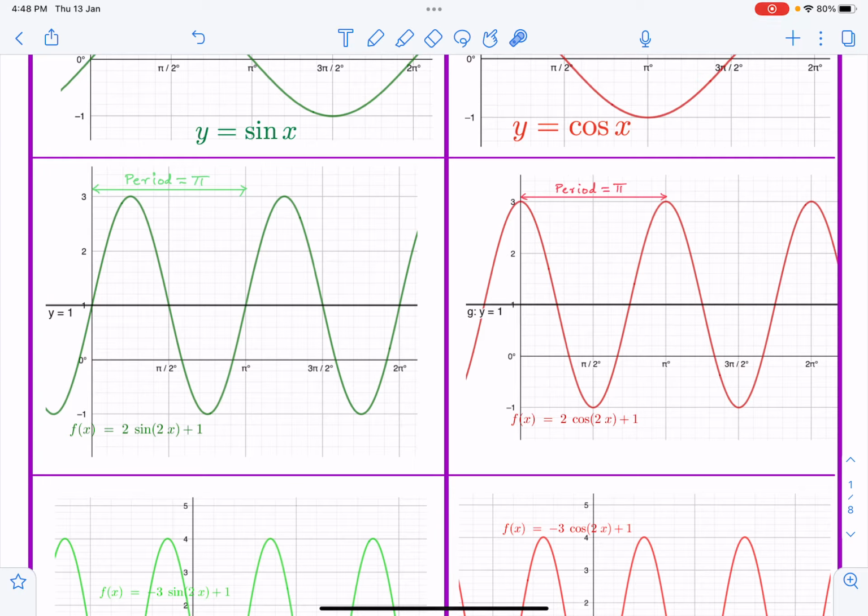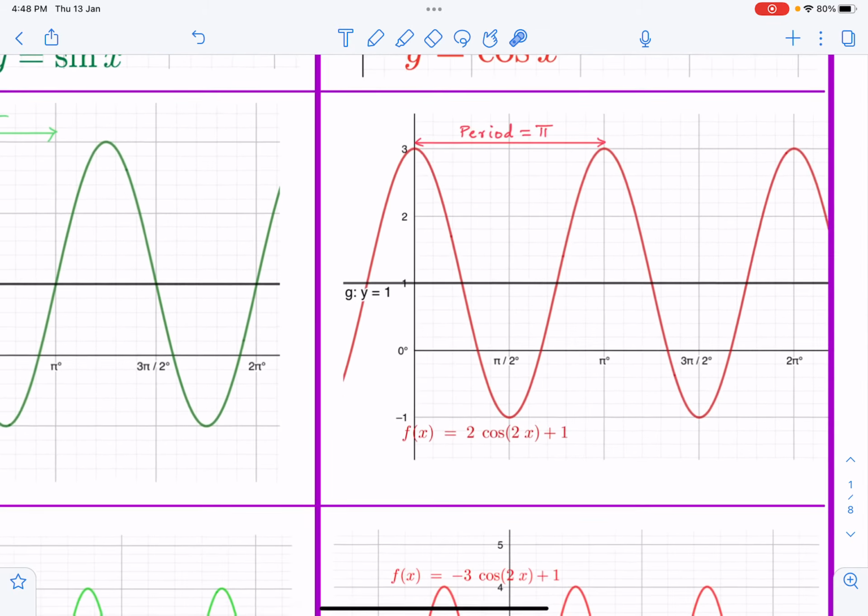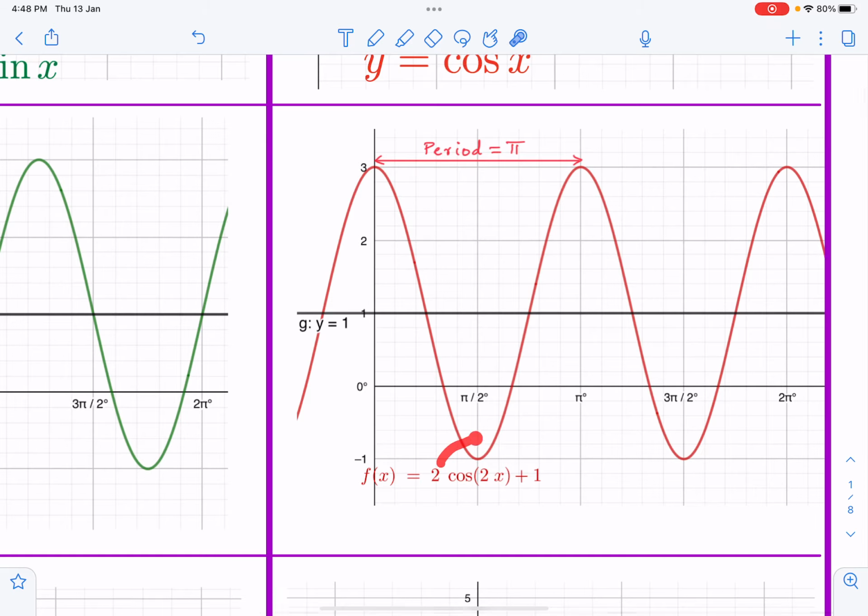And as we know, the positive cosine curve starts at the maximum value. And here the maximum value is 3, as I told you in the sine case. So here also, look here, 2 plus 1 gives you the maximum, which is 3. So maximum is 3, minimum is minus 1.